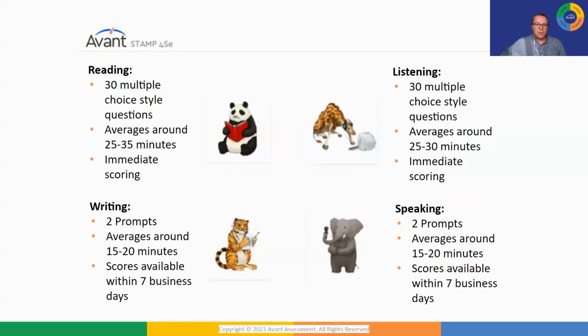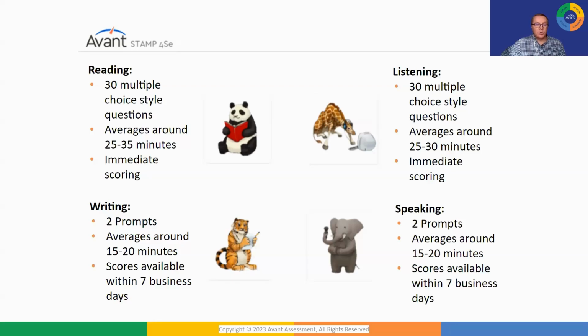Here we see the average test taker time in each skill of the 4SE test. Average test taker times are similar on the 4S test, where test takers will complete 30 multiple choice style questions in reading and 30 multiple choice style questions in listening. On the STAMP E test, test takers complete the reading section in 25 to 35 minutes, and they complete the listening section in 25 to 30 minutes.